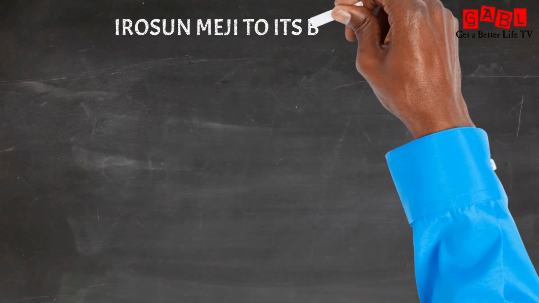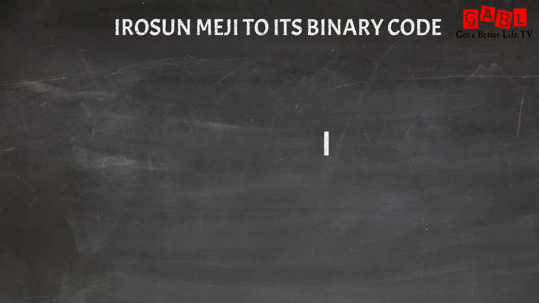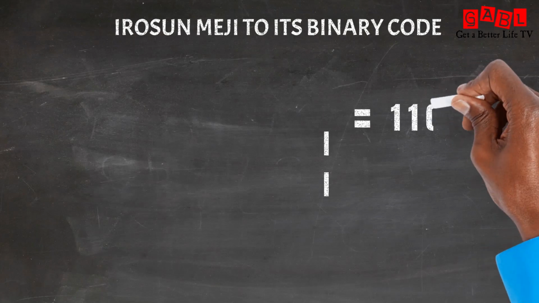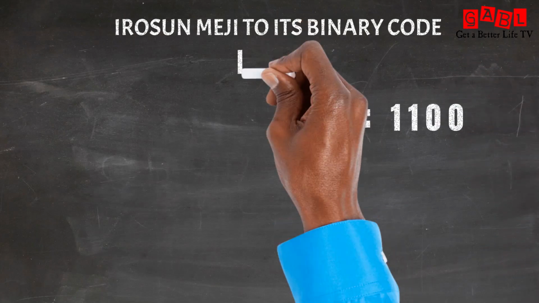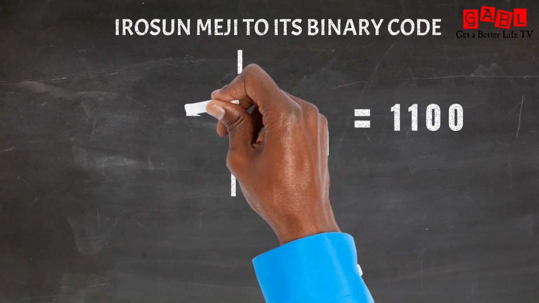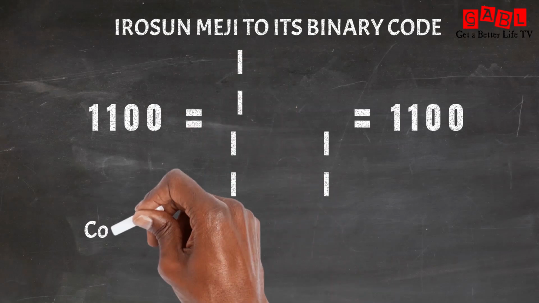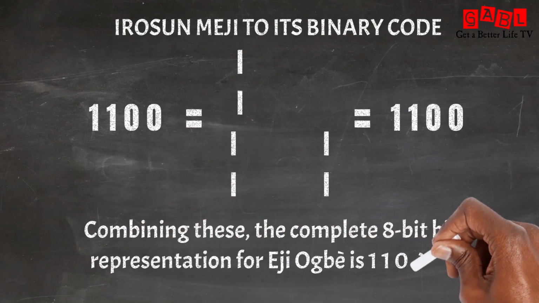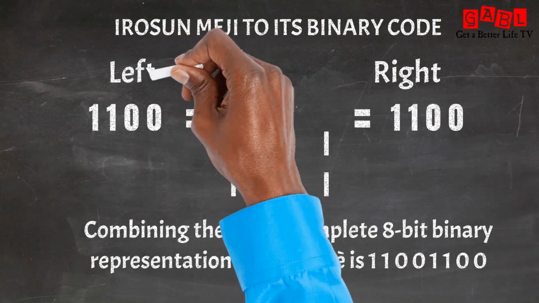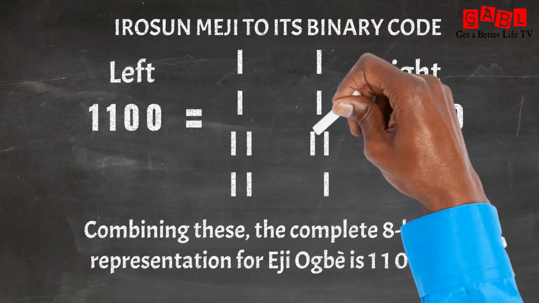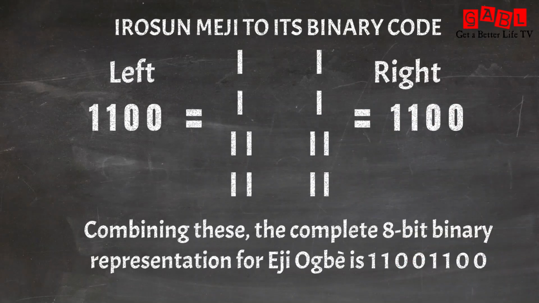Converting this to binary, the right column, top to bottom, has single line, single line, double line, double line. This translates to 1, 1, 0, 0. The left column also has single line, single line, double line, double line. This translates to 1, 1, 0, 0. Combining this, the 8-bit binary representation for Irosun Meji is 1, 1, 0, 0, 1, 1, 0, 0.